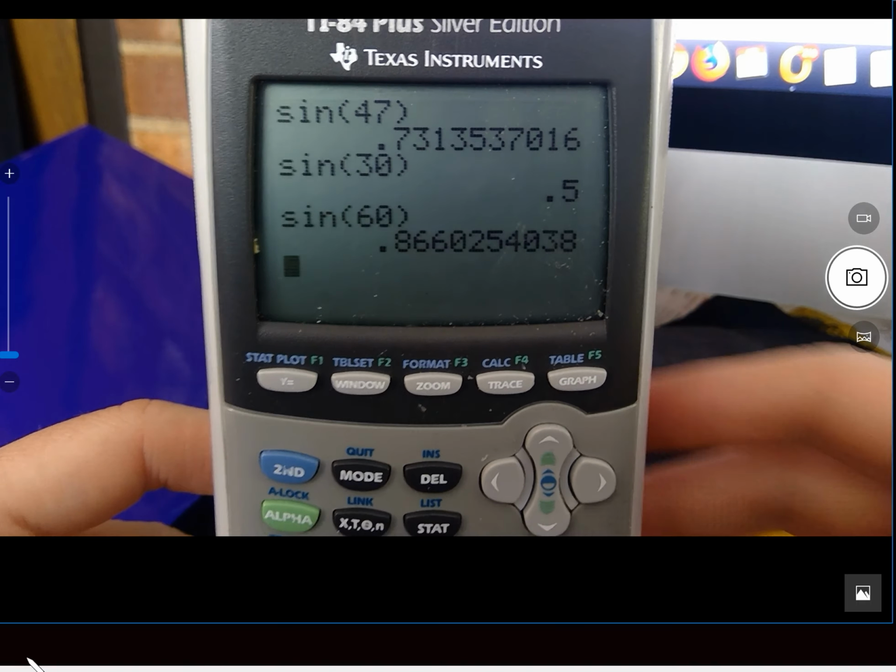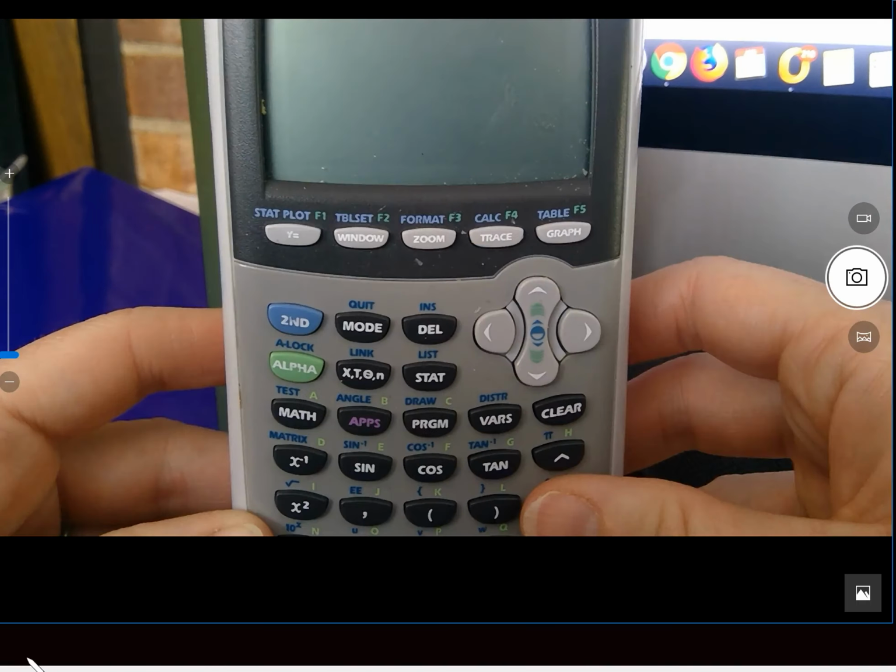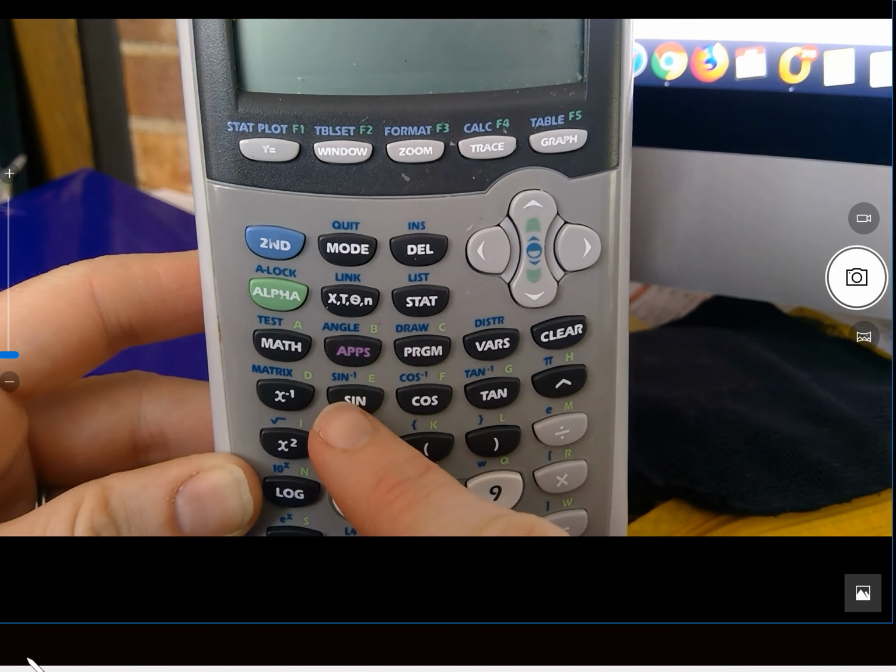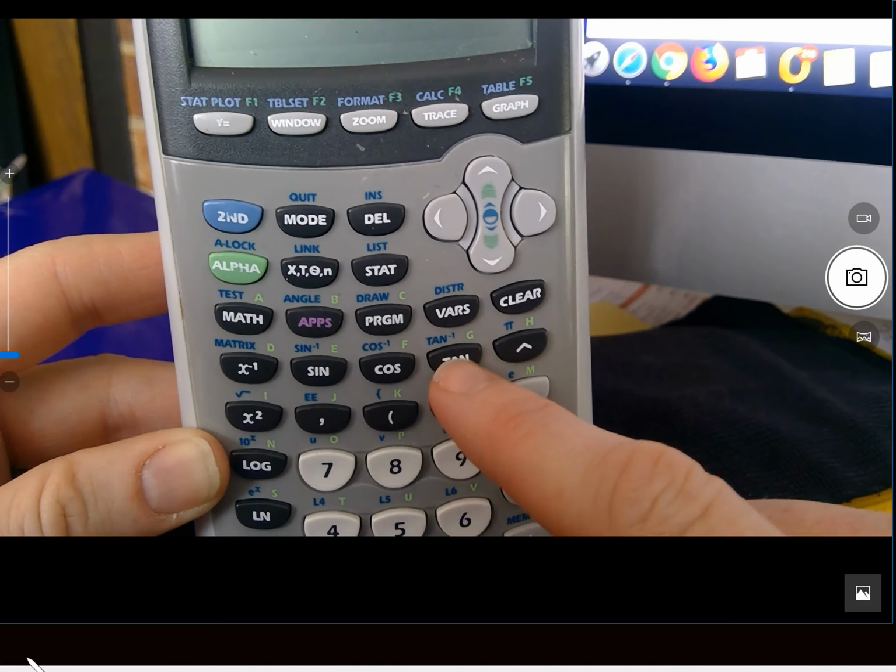Okay, so I'm going to come back to my calculator. Let's clear all of that out. And that's where these buttons right here come into play: the inverse sine, the inverse cosine, and the inverse tangent.